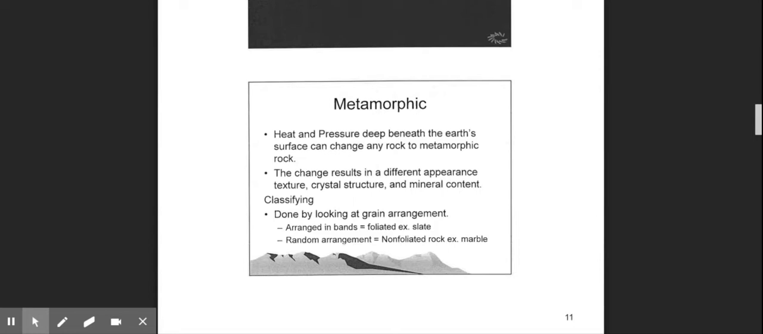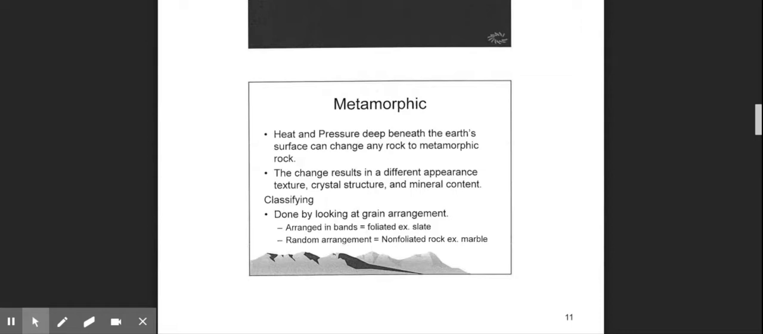Now we are in the final chapter of the rocks. We're going to talk about the metamorphic rock, and then we're going to talk about the rock cycle in this one as well. So, metamorphic rock will undergo extreme heat and pressure.